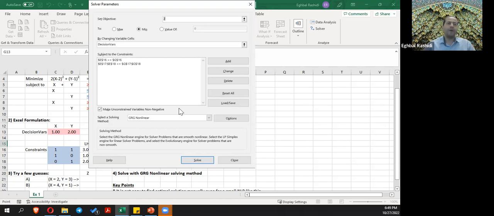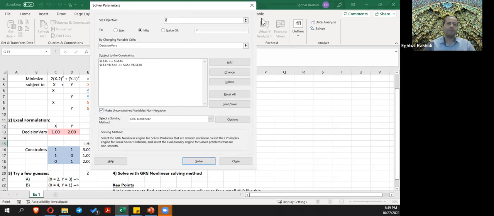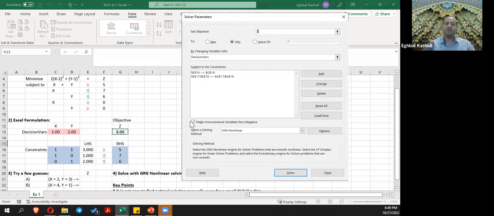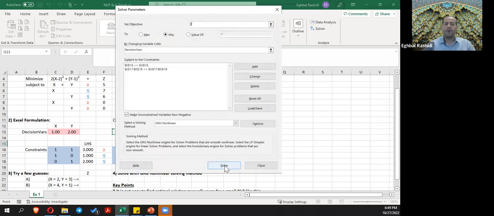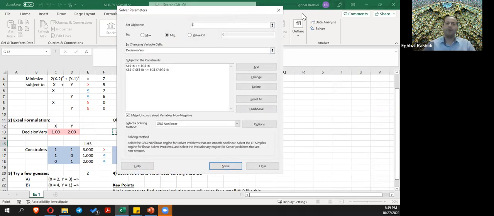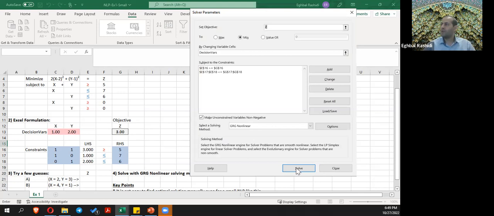All right. X and y should be non-negative, so make sure that this is checked. And from this solving method, we're going to pick the GRG nonlinear. All right. So we're not going to go through the options right now, maybe later. So that's about it. We are going to just click on solve, and you see that it's going to change it.